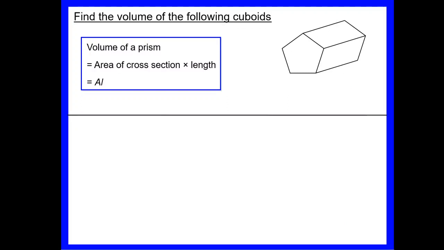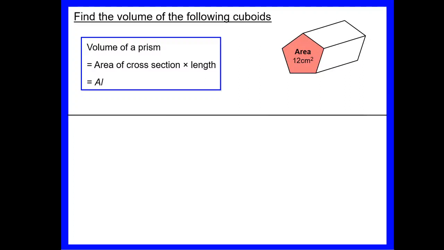Okay, so now that we've had a look at the volume of cuboids, we're going to have a look at some prisms. The volume of a prism is the area of the cross section times the length. So capital A for area times length.